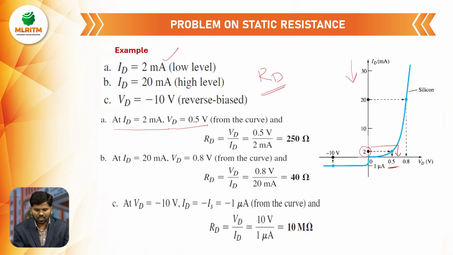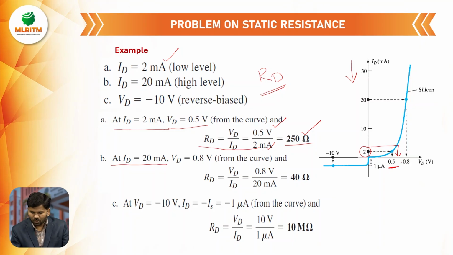By substituting in the equation RD is equal to VD by ID, we know the VD value from the graph, that is 0.5, and the ID value given in the problem is 2 milliamps. By substituting these two values in the formula, we get the DC resistance as 250 ohms. In the second one, ID is equal to 20 milliamps.